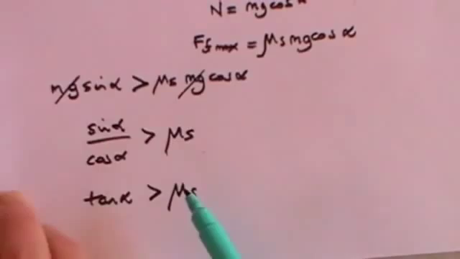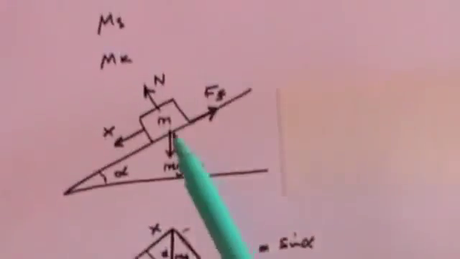In particular, you'll notice that this condition has nothing to say about the mass of the object. All that is required is that the tangent of the angle should be greater than the coefficient of friction, which is independent of the mass.